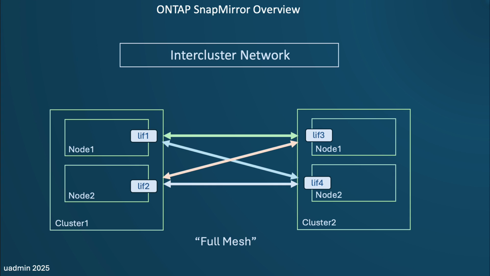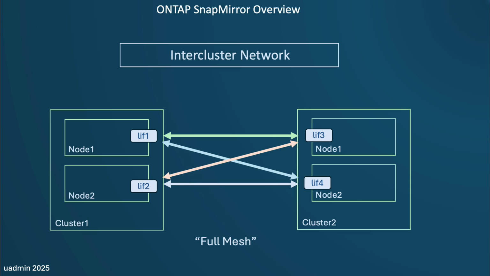And to peer clusters, you first need to configure IP connections between the two clusters that you want to peer. This is done via the inter-cluster network. I know this is confusing because you will be familiar with HA interconnect between the two nodes in a single HA pair and the cluster interconnect between all HA pairs in a single cluster. But that is intra-cluster. The inter-cluster network is between clusters.